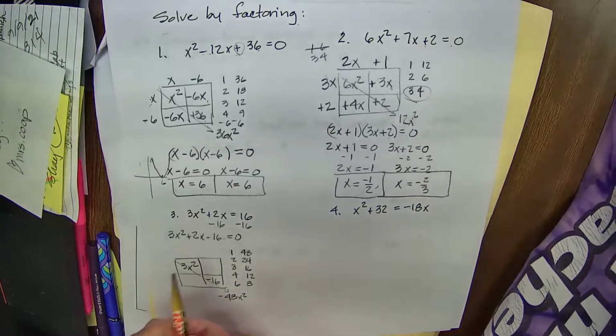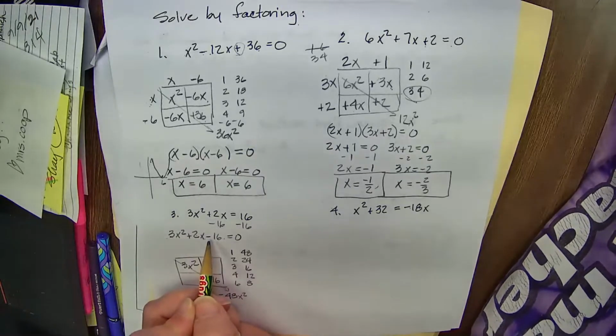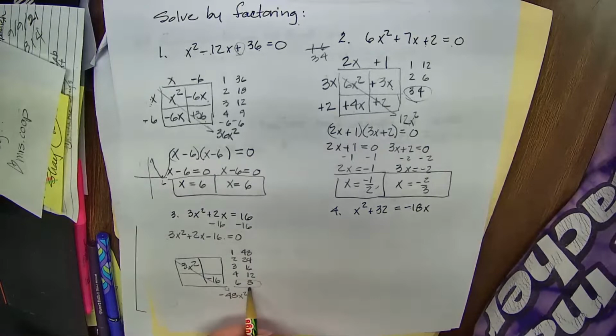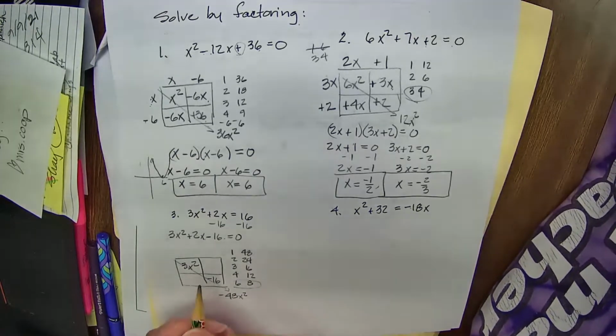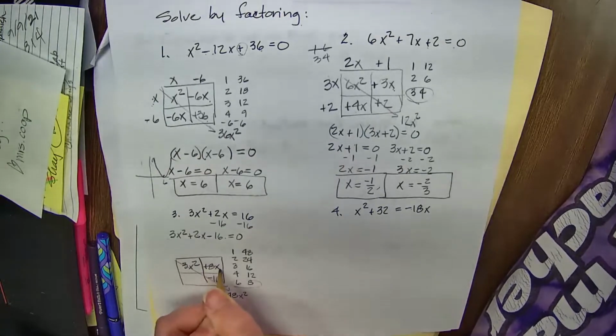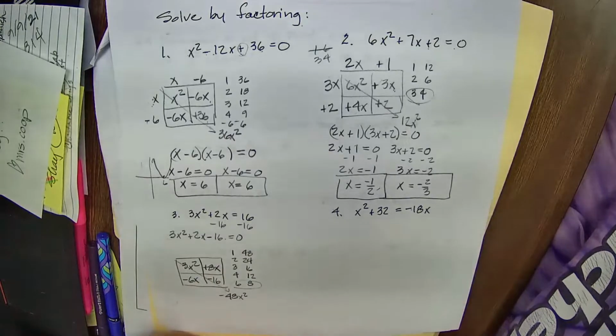Okay, now I've got to subtract because my signs are different, and get to a positive 2. So I need a difference of 2. That's going to be these two. It's going to be a positive 2, so that's a positive 8x and a negative 6x.